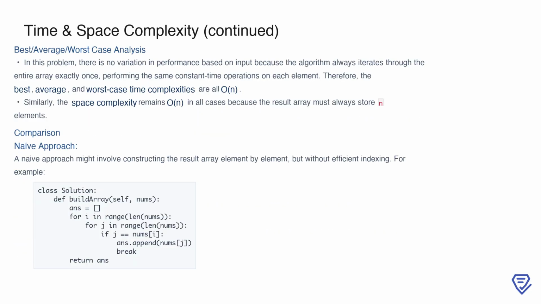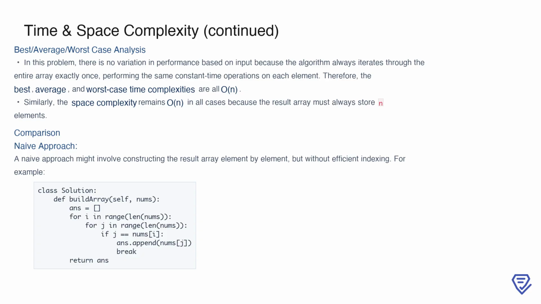When looking at the best, average, and worst-case performance of this algorithm, there is no variation based on the input. This is because the algorithm always processes the entire array, performing the same constant time operations for each element. Therefore, the time complexity remains O(n) in all cases: best, average, and worst. Similarly, the space complexity is always O(n), as the result array must store all n elements.